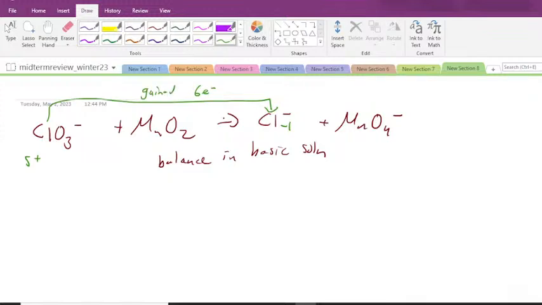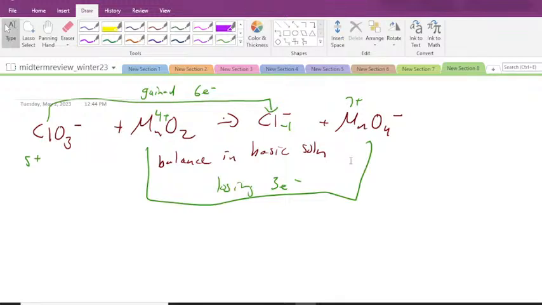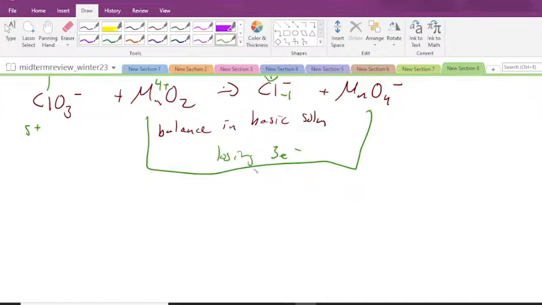And then, so if this is gaining 6, what's our manganese doing here? And so what's the oxidation state? Just walk us through. +4 and then +7. So then it's losing 3 electrons. All right, so that's a good starting point. Then what should we do? You separate out the 2 equations and balance those.